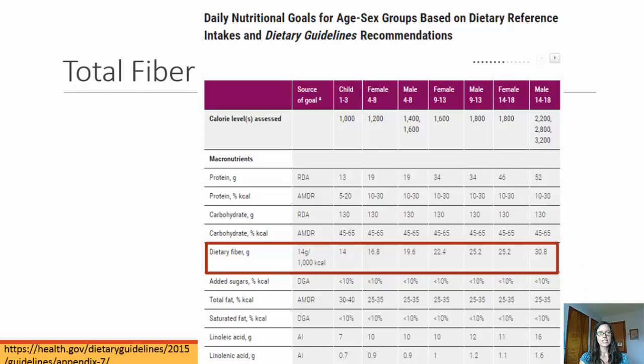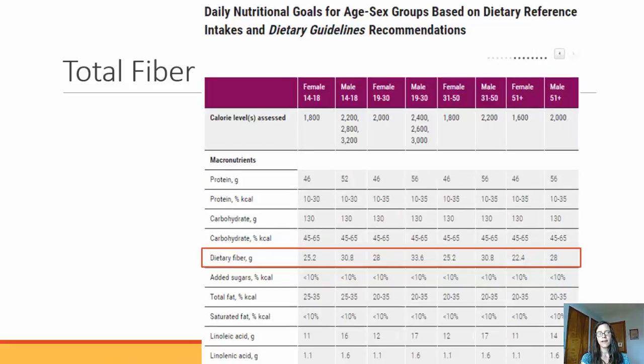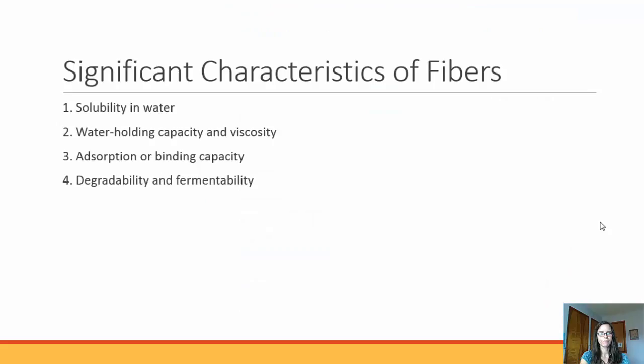So here are the guidelines from the Dietary Guidelines for 2015. And our goal really with our clients is to introduce at least 14 grams of a mix of different fibers per 1,000 calories that are consumed. So you can judge that based on how much the person is eating. And we can see that for women, our recommendations are about 25 grams, and for men, it's more 30 to 35 grams, just because they eat more food typically.